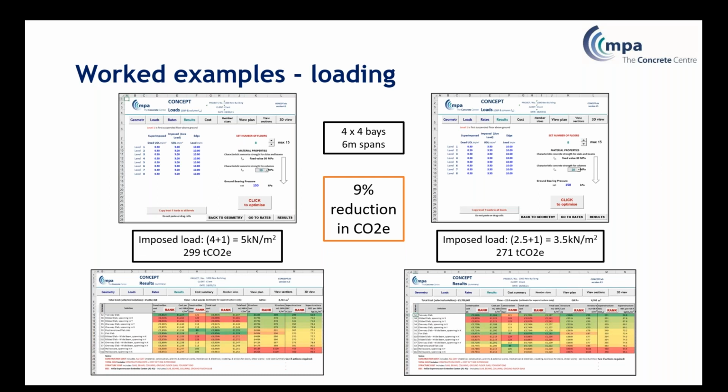However, if we instead use the loading recommended in the UK National Annex of Eurocode 1, which is 2.5 kilonewtons per metre squared, and we make the same allowance for partitions, we can reduce the depth of the slab and beams and use smaller columns, leading to a reduction in embodied carbon of 9% for the two-way slab option.